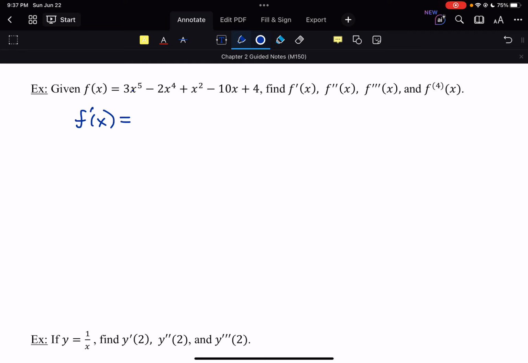For f prime, we're going to do the power rule on each of those. So bring down the 5, that's 15x to the 4th. Bring down the 4, that becomes an 8x to the 3rd. Bring down the 2, that's 2x. 10 just tags along for the ride. The derivative of x is 1, so that's just minus 10. And then the plus 4 becomes nothing because the derivative of a constant is 0.